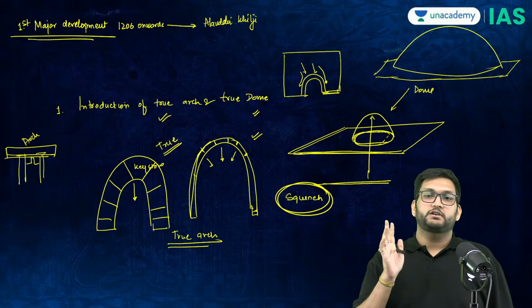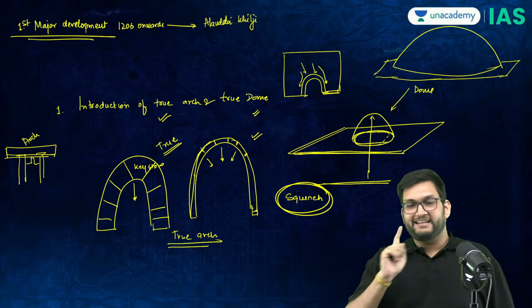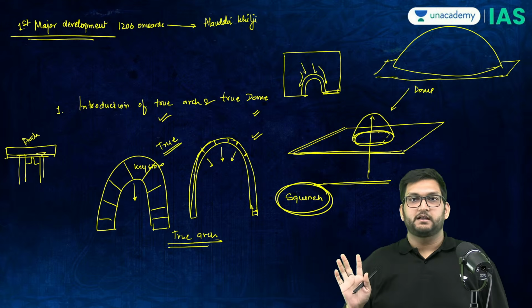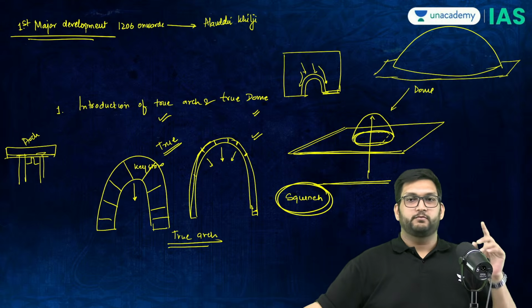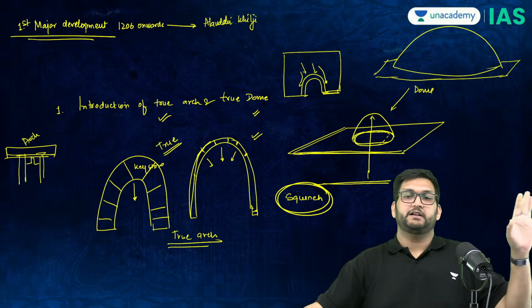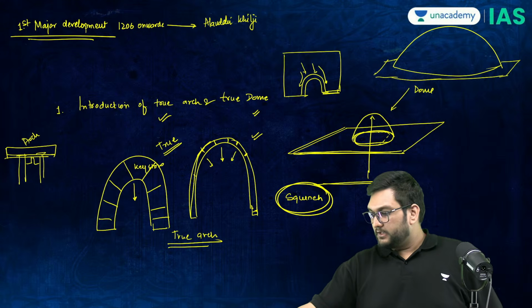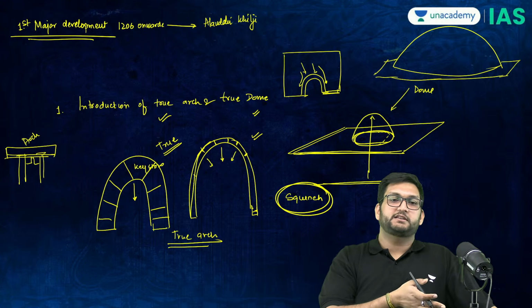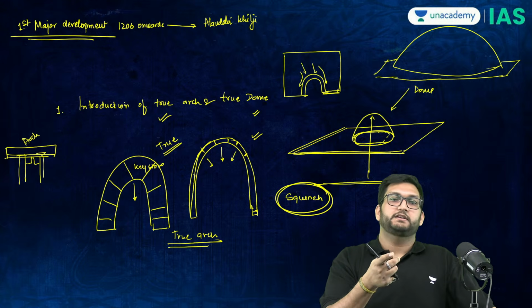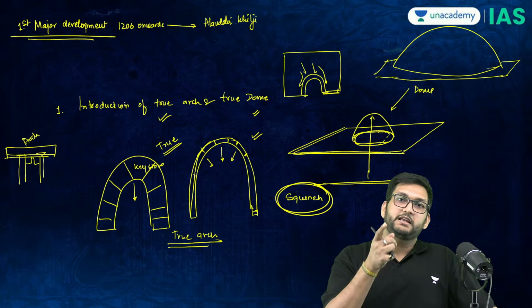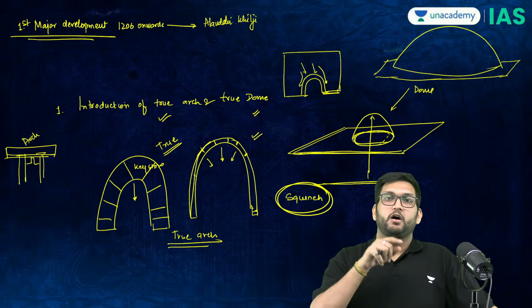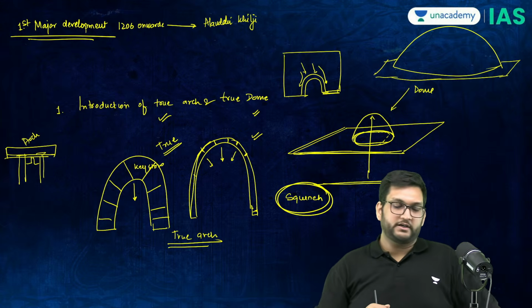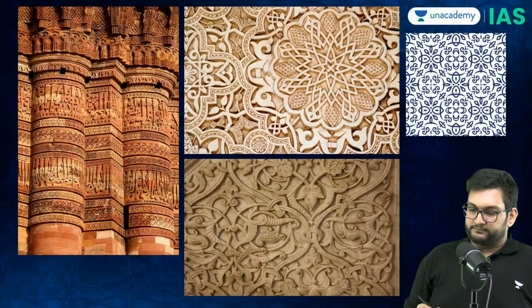So the first contribution is true arch, true dome. Anybody has any difficulty understanding this much, that what is a true arch, true dome? Yes, sir means we are perfectly fine. Let's move forward very quickly, because to create this structure, you need a new innovation, and that is the most important contribution of the Delhi Sultans. Sorted? Okay.